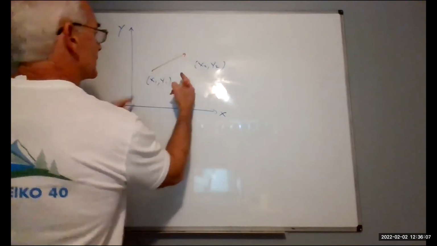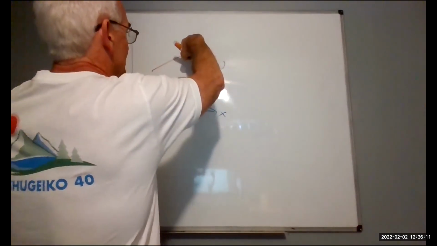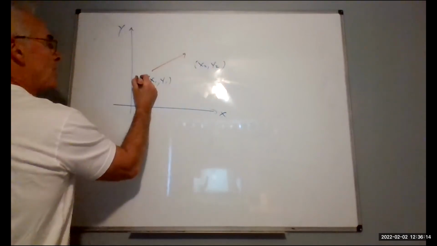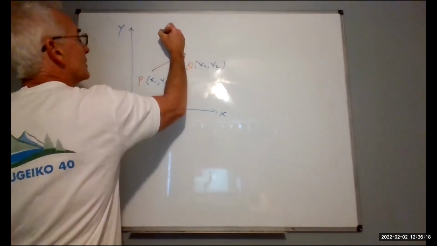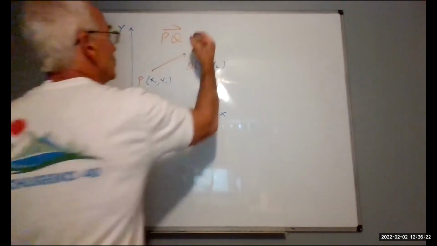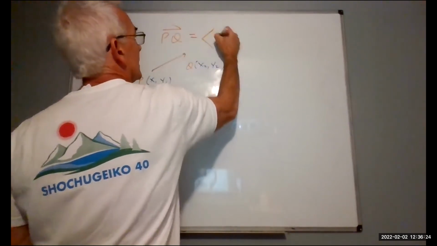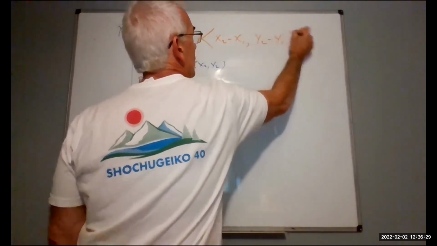Well, what would the x value be? Wouldn't it be the difference in those x coordinates? And wouldn't the y be the difference in the y's? So if I call this point P and I call this point Q, we're going to call this vector PQ, and PQ will be the vector x2 minus x1 comma y2 minus y1.